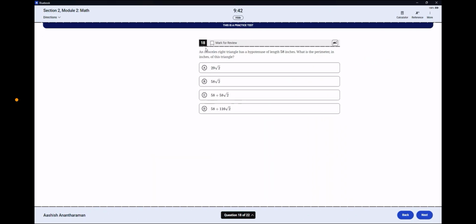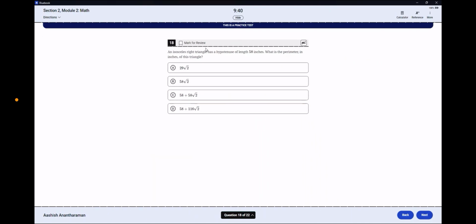Okay. Hypotenuse, isosceles right triangle. You have hypotenuse 58. What is the perimeter in inches? Okay, so there's a rule here. If the hypotenuse is 58, the legs are going to be 58 over square root of 2. That's just a rule of isosceles right triangles. So if you add up the two legs, you're going to get 116 over square root of 2.